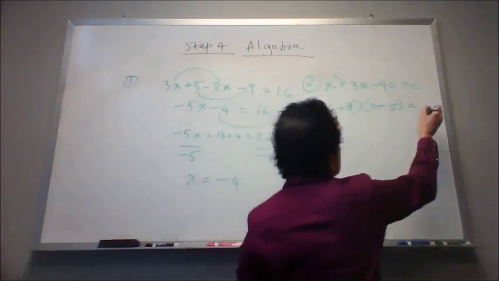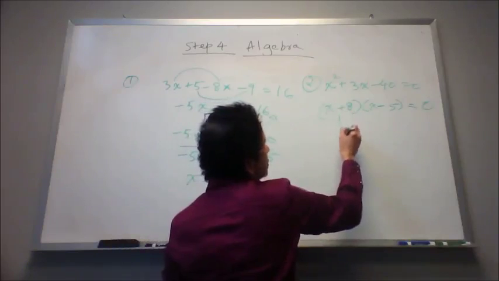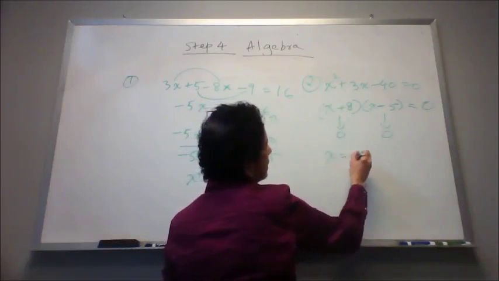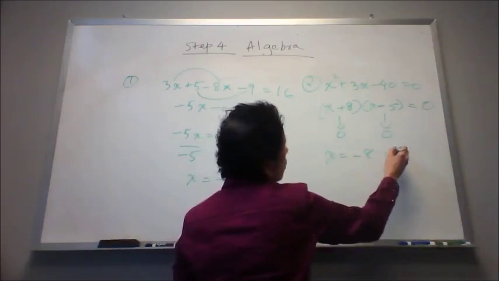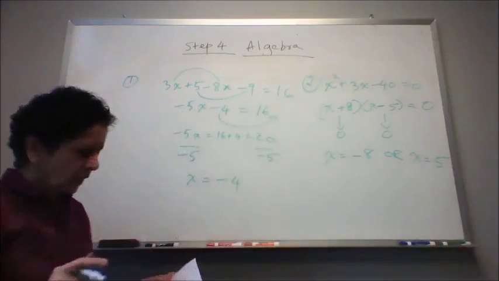So that equals 0. So that means that either x plus 8 is 0 or x minus 5 is 0. So that means that either x equals minus 8 or x equals 5. Right? So that's the answer.